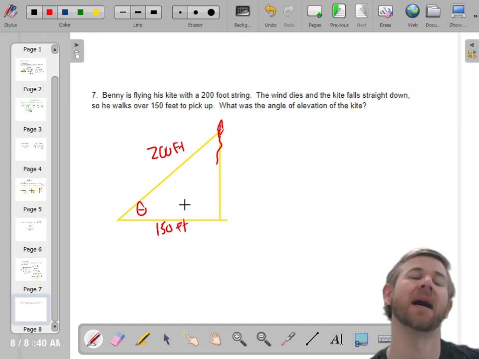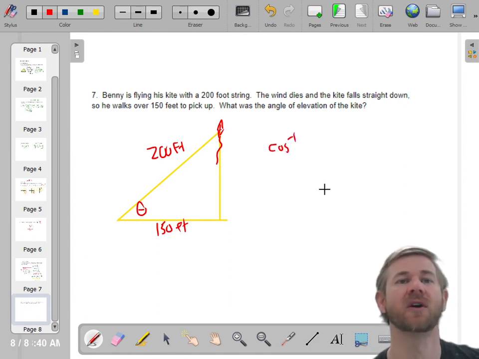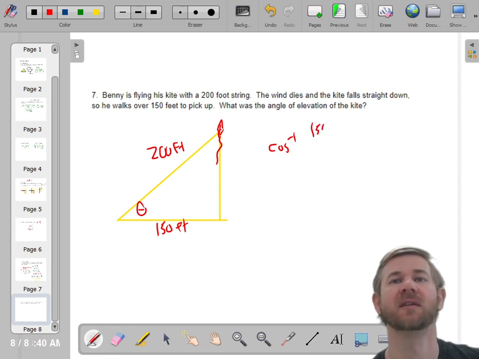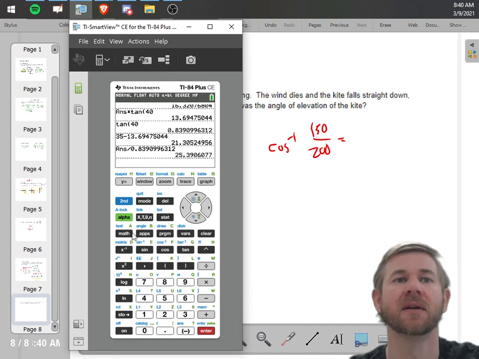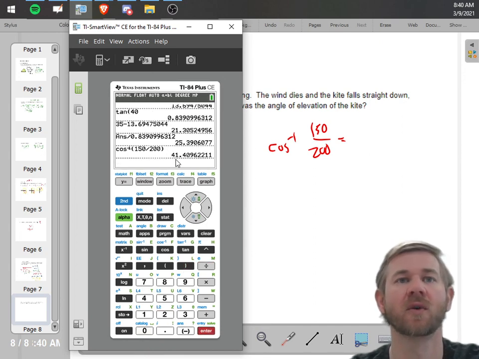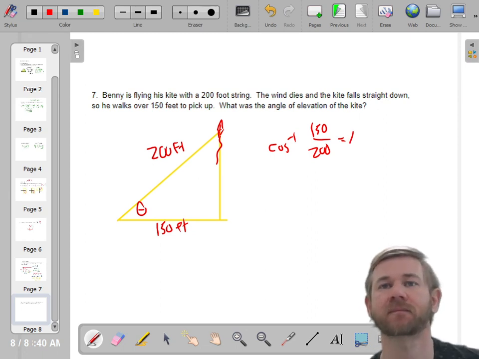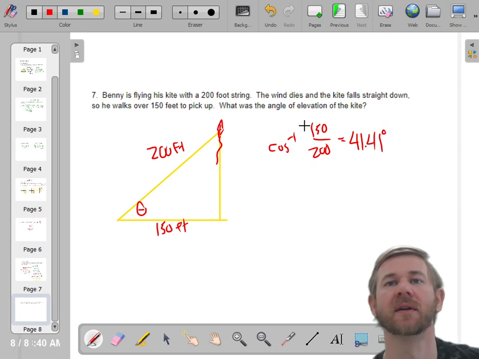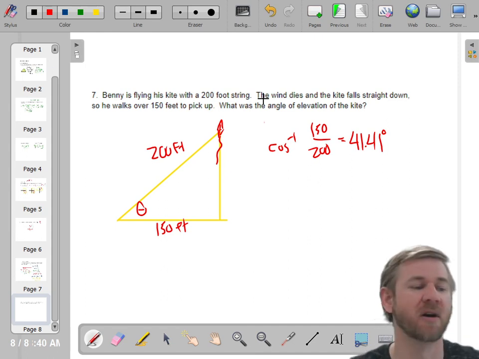So to find that, I got to think in terms of theta. This is adjacent, and this is hypotenuse. So I'm going to use inverse cosine of 150 over 200. That'll give me my angle. I'm using inverse because I'm trying to find the angle. The inverse cosine of 150 over 200 is 41.41 degrees. If it tells you what to round to, use that. If it doesn't, then keep more, and you can always round them off if you need to.